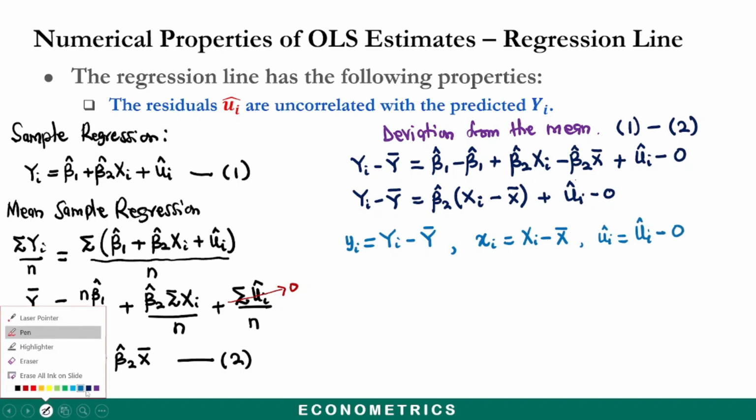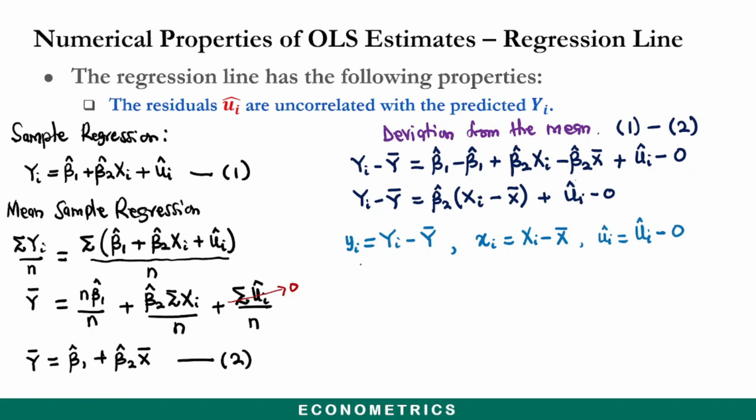So once we express these identities, we can now have yi equals beta 2 hat lowercase xi plus lowercase ui hat. And this is the deviation form. So this is the deviation form of the sample regression. So we call this the deviation form. And I would like to call this my third equation.